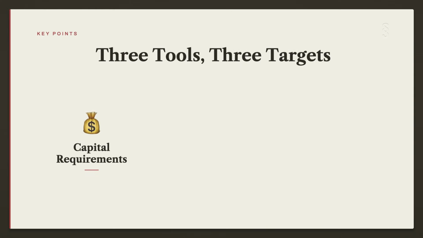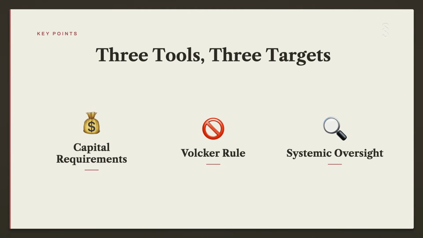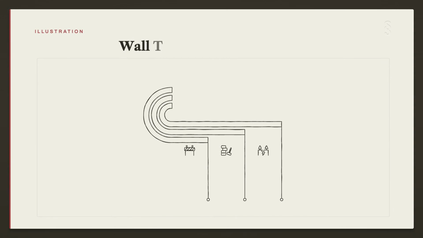Higher capital and liquidity requirements attack the problem quantitatively, letting banks absorb bigger losses. The Volcker rule attacks it qualitatively, restricting proprietary trading at deposit-taking banks. Systemic oversight attacks coordination failure, watching risks that build across the whole system rather than bank by bank.